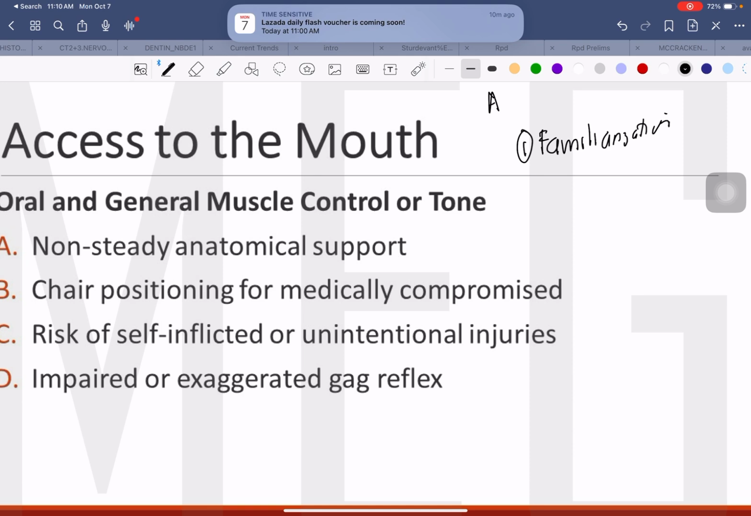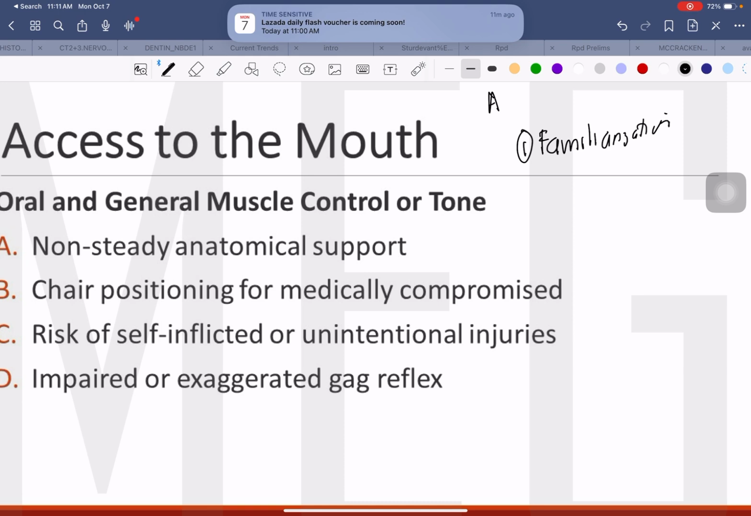So, oral and general muscle control or tone. We have different kinds of muscle control: the non-steady anatomical support, the chair positioning for medically compromised, risk for self-inflicted or unintentional injuries, and impaired or exaggerated gag reflex. Madalas you encounter this in pediatric patients, the very sensitive gagging reflex.